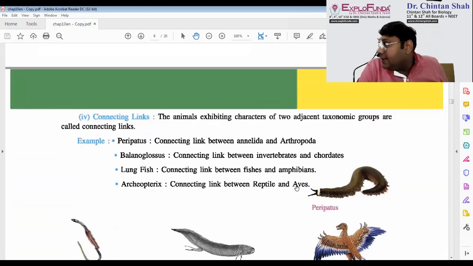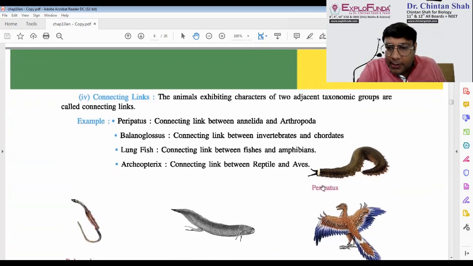Amazing. Connecting link. The animals exhibiting the characters of two adjacent taxonomic groups are known as a connecting link, like Peripatus. Peripatus is a connecting link between Annelida and Arthropoda. This is what it is. How is it similar to Annelida? Because it has parapodia. So it has so many legs, just like Nereis. And the whole body is divided into so many segments. So that's how it is Annelida.